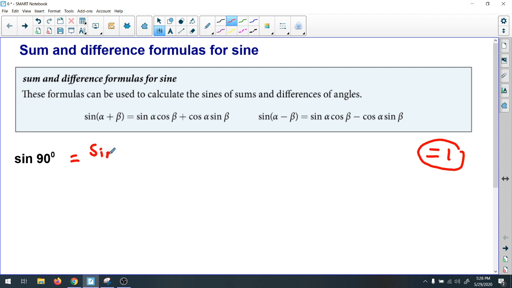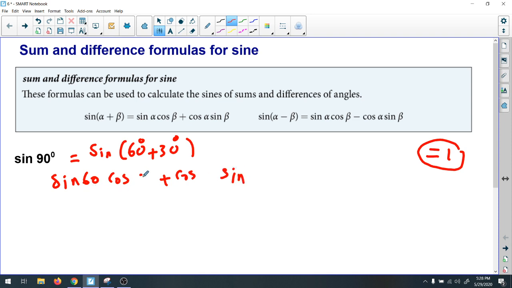So it's sine of 60 plus 30 degrees. 90 equals 60 plus 30. And we're going to apply this formula, and we need to believe that this formula is applicable. So it will be sine cosine plus cosine sine. It will be sine of 60 cosine of 30 plus cosine of 60 sine of 30.